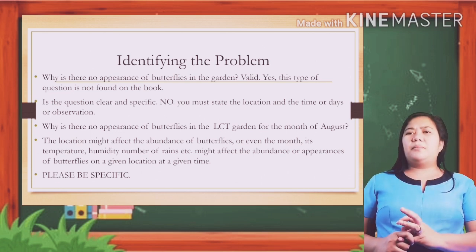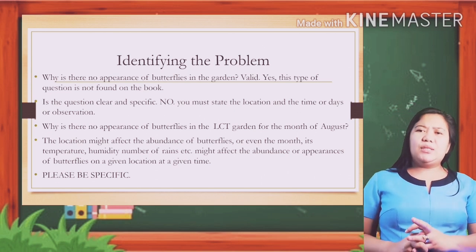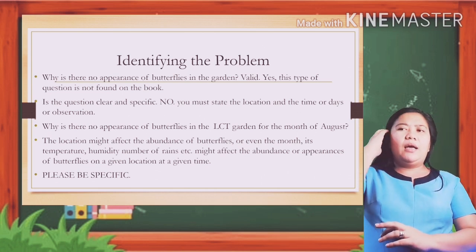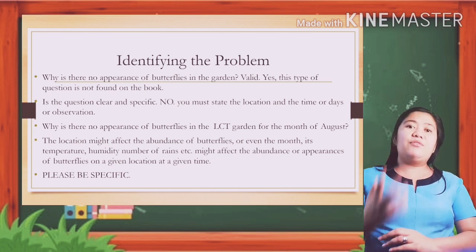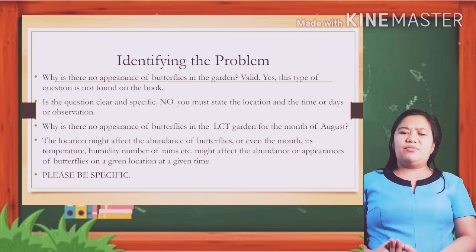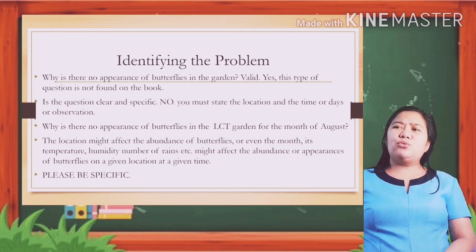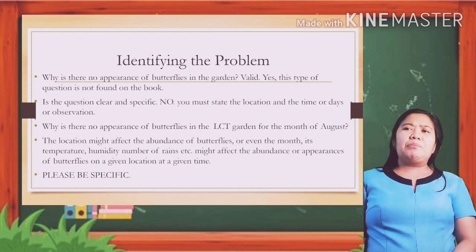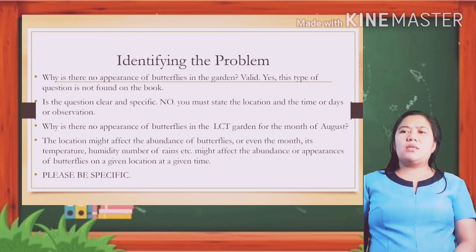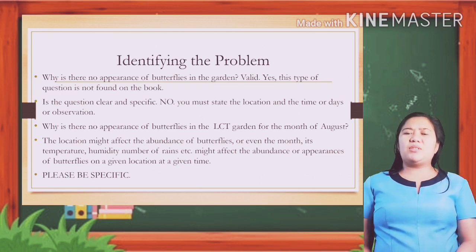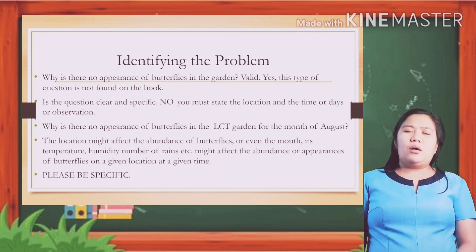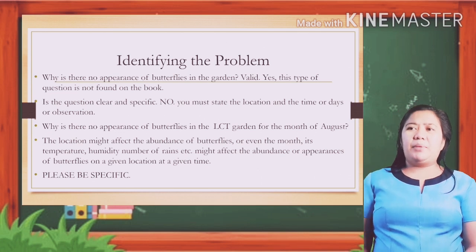And then, of course, you need to state the time or the date of the observation, because there are some months of the year wherein butterflies are found hiding on trees due to heavy rainfall. So in the months of, for example, June, July, and August, it would be very hard to observe occurrences of butterflies, because they are found hiding on trees or on leaves. So you need to be very specific on the time, date, and the location of the particular subject involved in your problem.